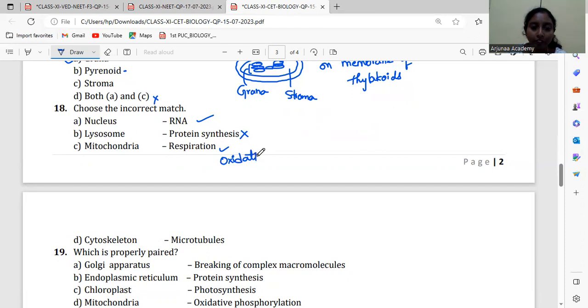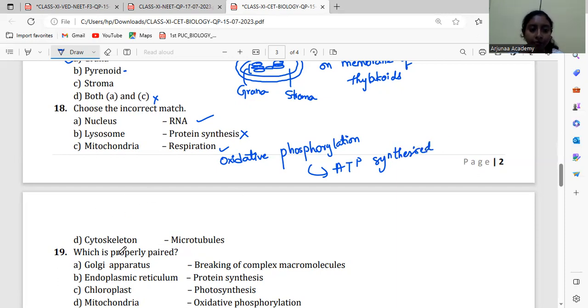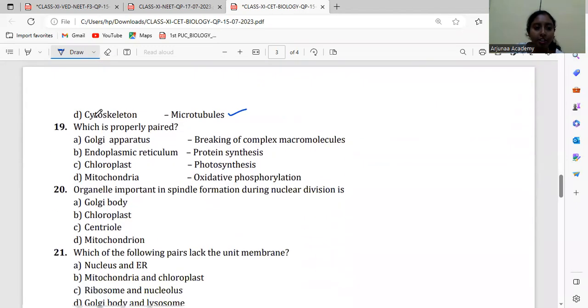Mitochondria, respiration. Yes, what kind of respiration? Oxidative phosphorylation. So this is a type of respiration. By this, what happens? ATP is synthesized. And then D, cytoskeleton. Cytoskeleton is mainly made up of microtubules. Also there are microfilaments and intermediate filaments. So cytoskeleton contains microtubules is the correct pair. Answer is option B.